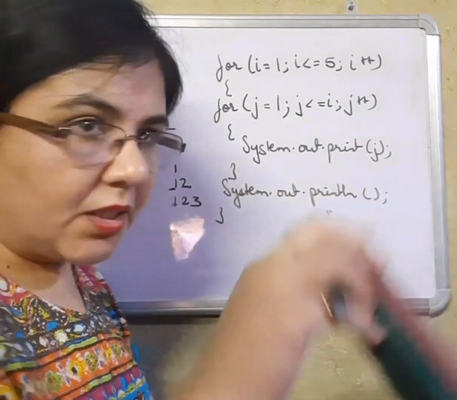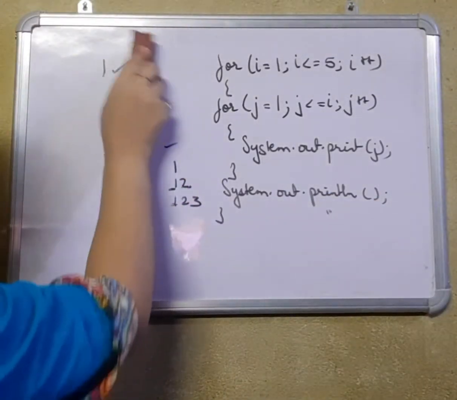Now let's look at the other type of pattern. Suppose this loop is reversed.